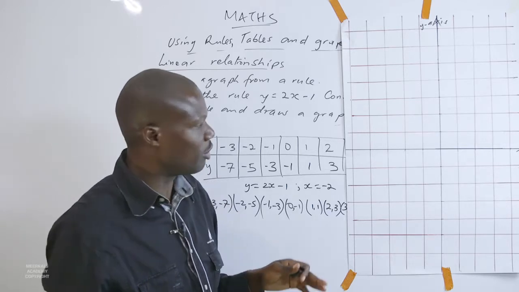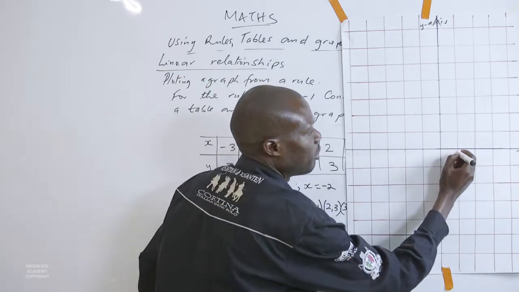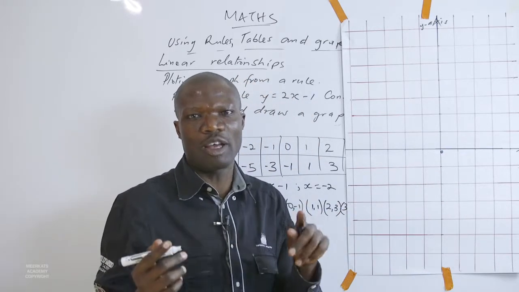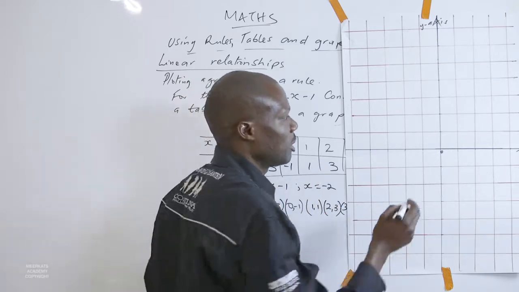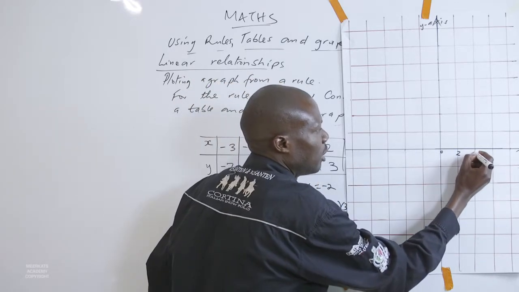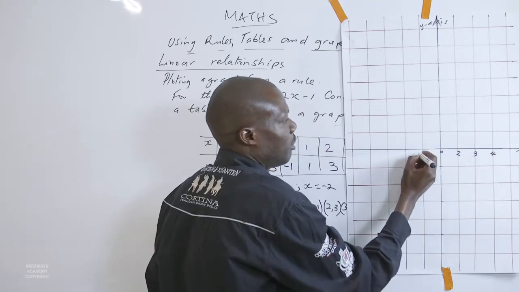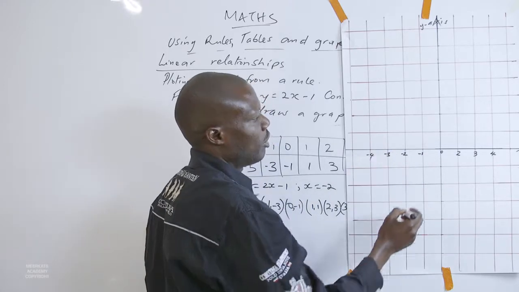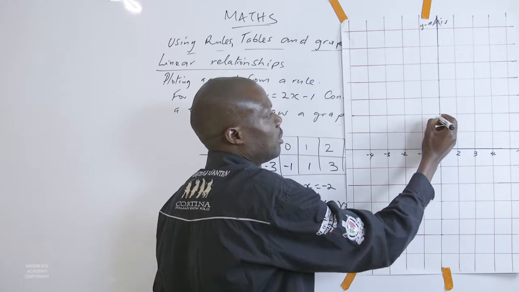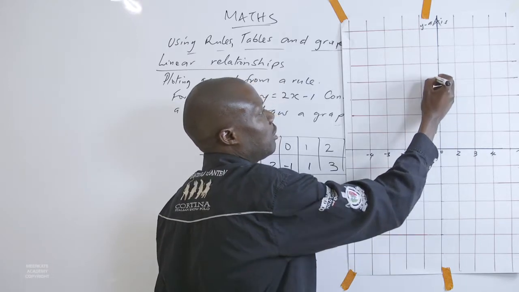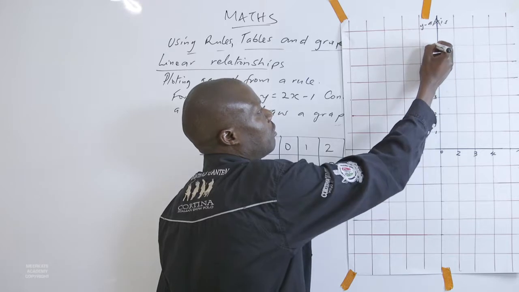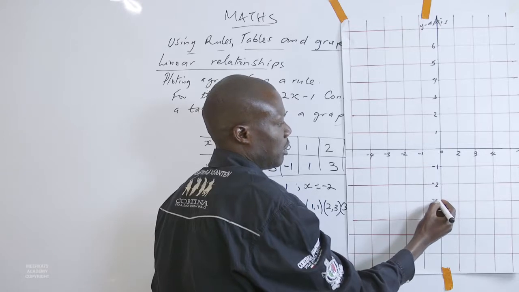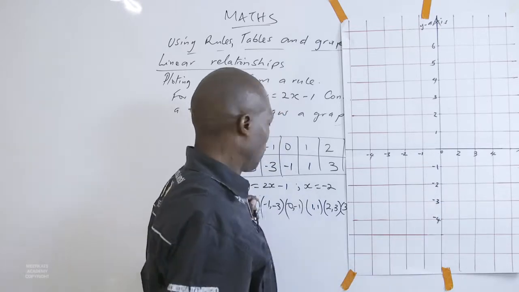We want the values of x to range from maybe 0. This is 0. We say the 0 is the origin, where the x and y axes intersect. That is the origin. So 1, 2, 3, and 4, minus 1, minus 2, minus 3, minus 4. For y, it is 1, 2, 3, 4, 5, 6, and this is minus 1, minus 2, minus 3, minus 4.